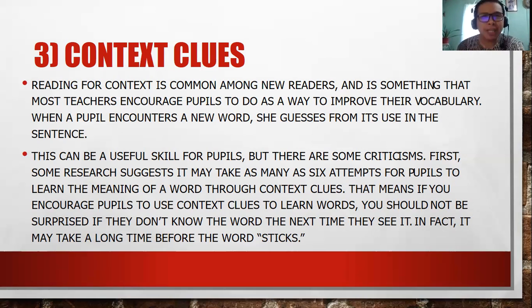This can be a useful skill for pupils, but there are some criticisms. First, some research suggests it may take as many as 6 attempts for pupils to learn the meaning of a word through context clues. That is why that can be used in the higher stage for reading skills or for reading comprehension. That means if you encourage pupils to use context clues to learn words, you should not be surprised if they don't know the word the next time they see it. In fact, it may take a long time before the word sticks.